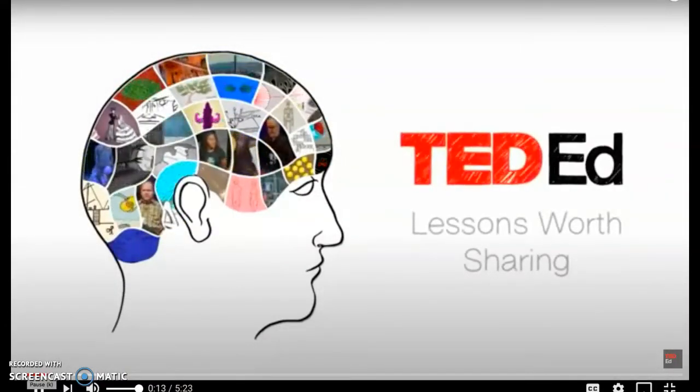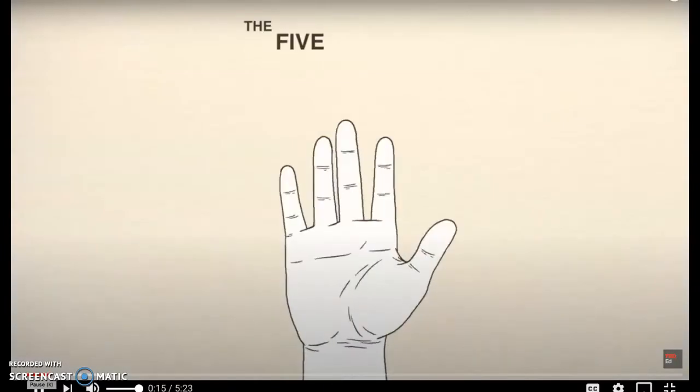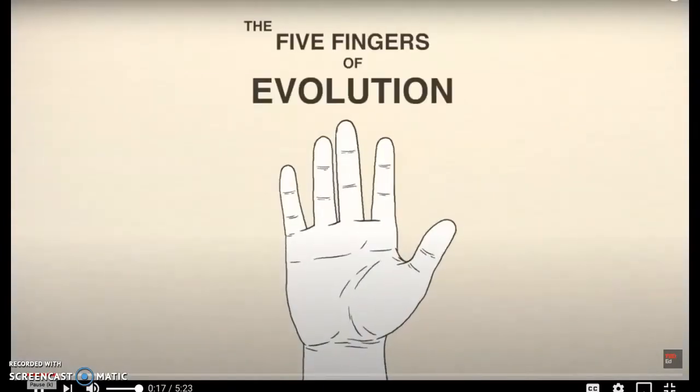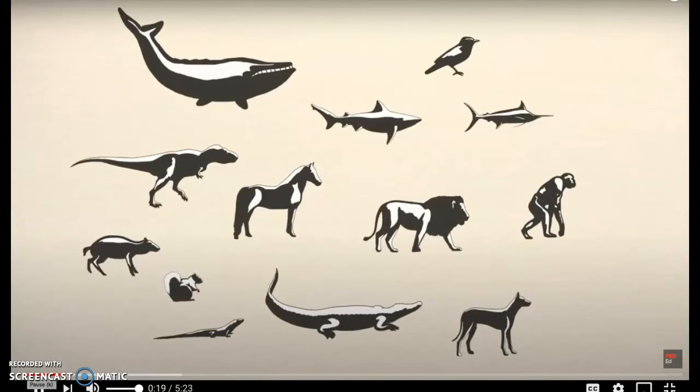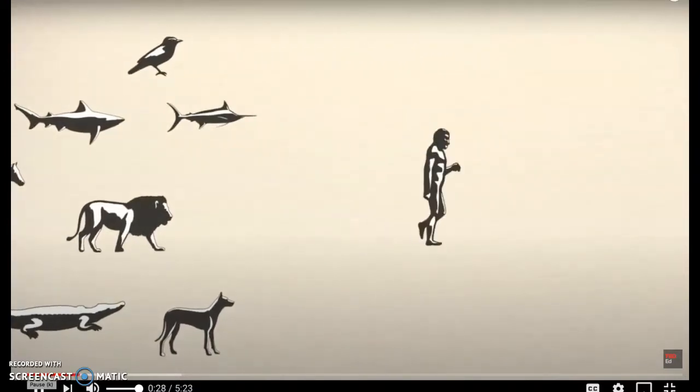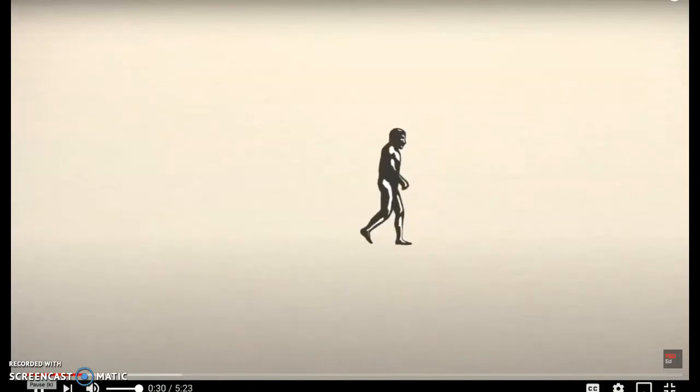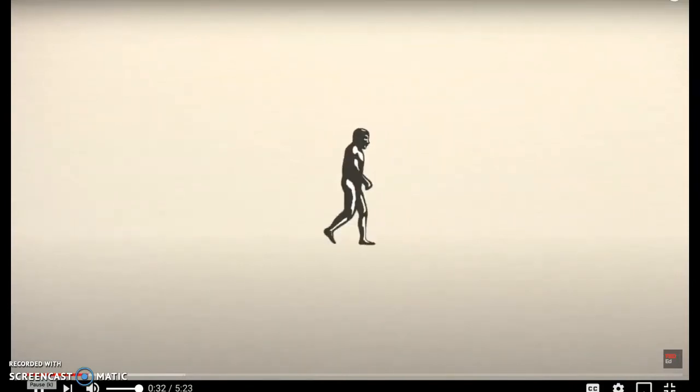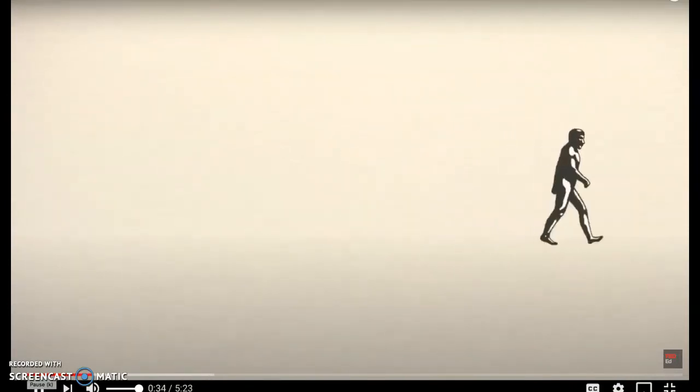The 5 fingers of evolution. A thorough understanding of biology requires a thorough understanding of the process of evolution. Most people are familiar with the process of natural selection. However, this is just one of 5 processes that can result in evolution. Before we discuss all 5 of these processes, we should define evolution.